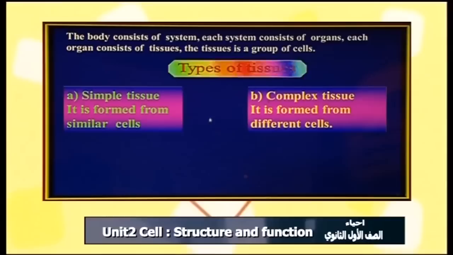And there are two types of tissues. The first is a simple tissue. It is formed from similar cells. But the complex tissue is formed from different types of cells.